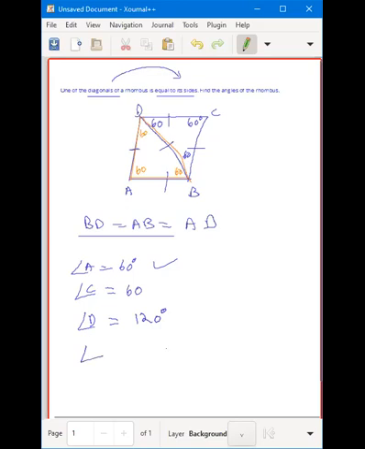120 degrees, because 60 plus 60 will become 120, and 120 here also. So the four angles are: angle A will be equal to angle C, which is 60 degrees. Angle D will be equal to angle B, which is 120 degrees, right?